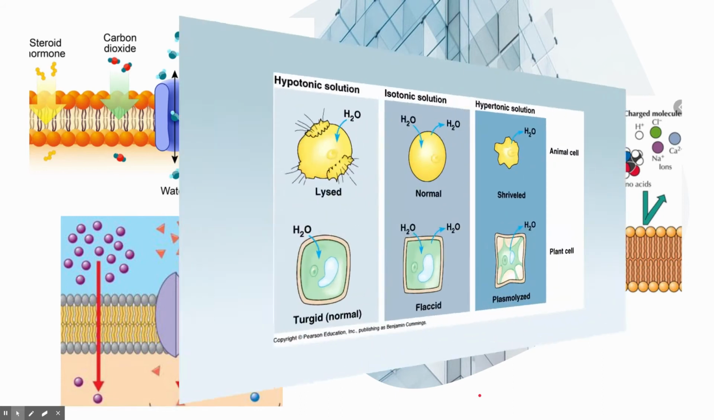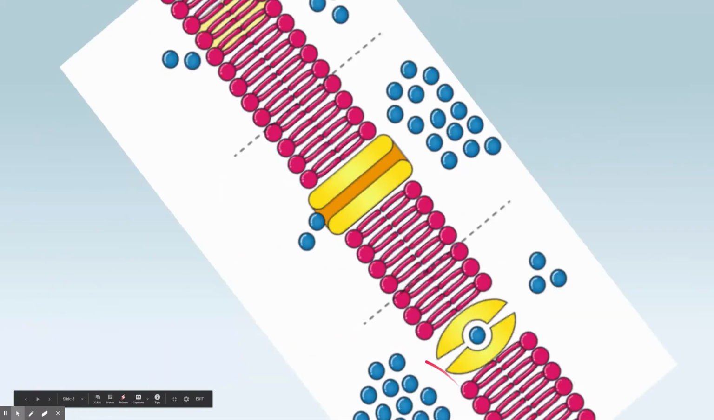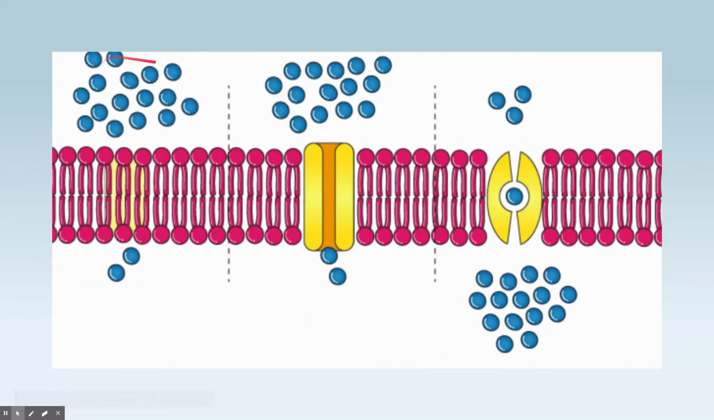In plant cells, cell walls provide structural support with turgor pressure in a hypotonic environment so that the plants stay upright. Passive transport is the movement of molecules down the concentration gradient without any energy. For example, diffusion is the movement of molecules to spread evenly into an available space, and osmosis is the diffusion of water molecules through a selectively permeable membrane.